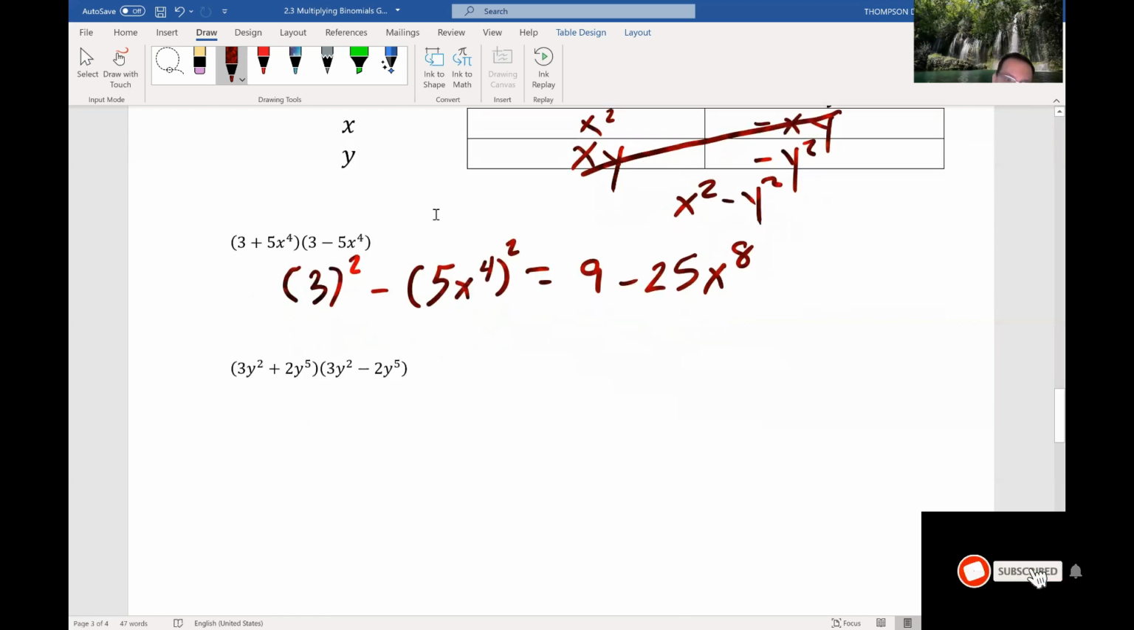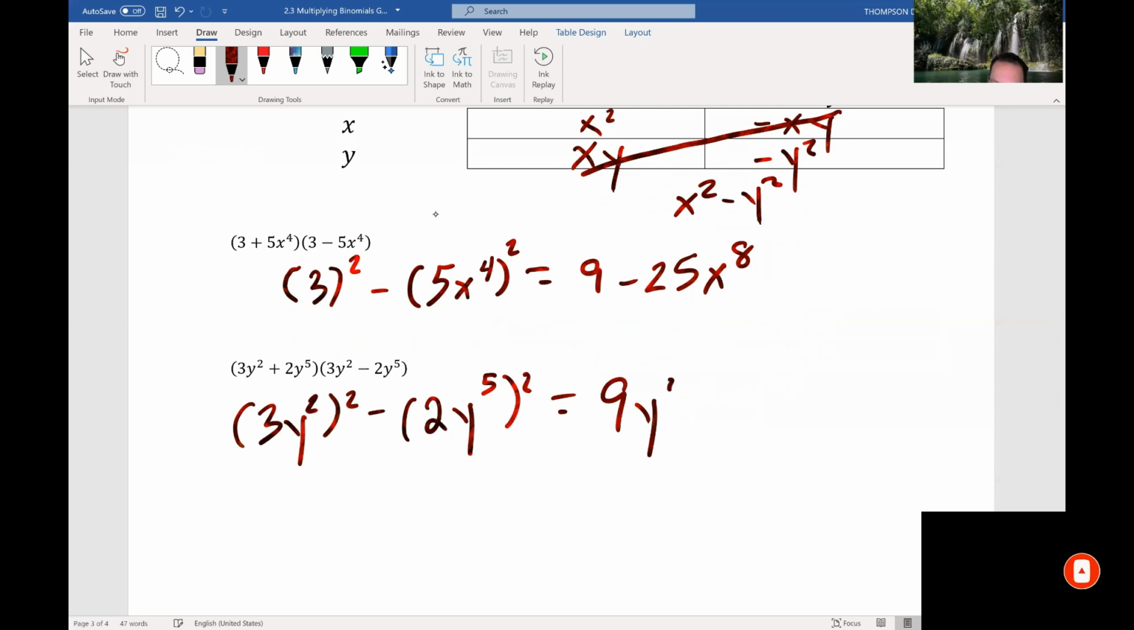And then we're going to try the last one just like that. So 3y squared, put your subtraction sign, and 2y to the 5th, and square it. So 3y squared squared will be 9y to the 4th, minus 2 squared is 4, and y to the 5th squared will be y to the 10th, and we're done.